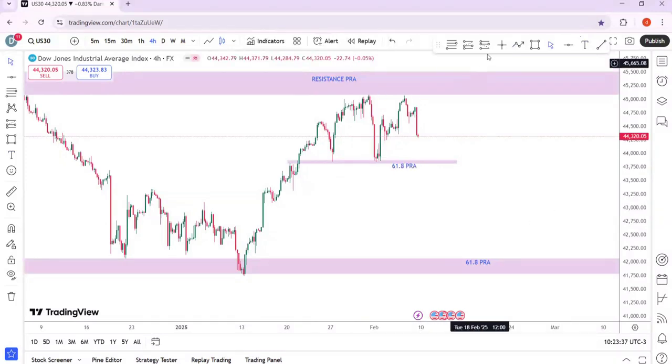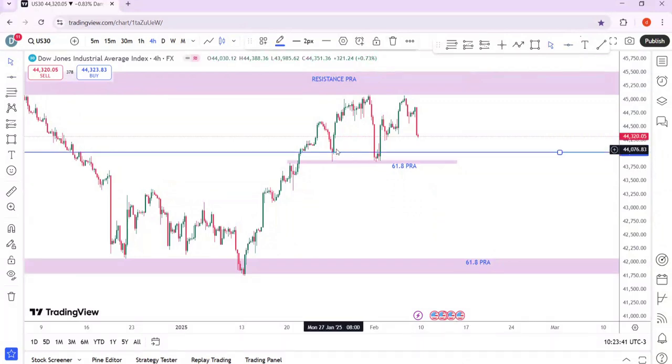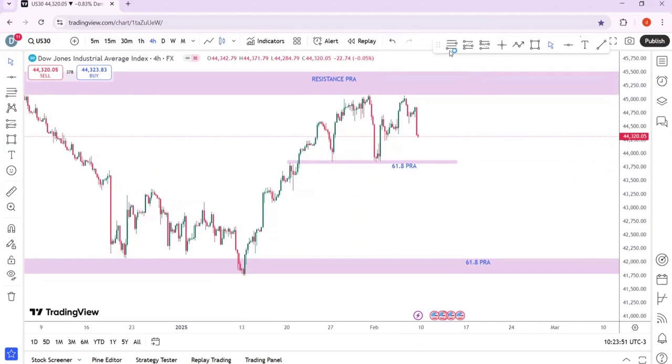Even though there was a break of structure right here, the last higher low was broken. Like you can see, the candlesticks had body closes right here, so the last higher low was broken. But what did price do? Price completed that opportunity at the 61.8 PRA. So what was our next job? Our next job is taking the reversal areas from this resistance right here to this 61.8 to look for an opportunity within this window. This window is now our new PRA.